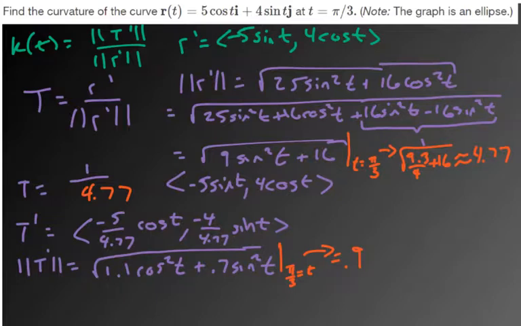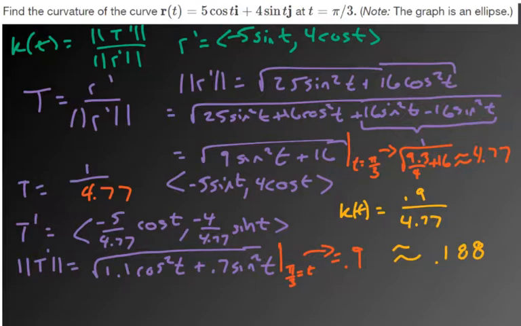So I think we have all the parts we need now. We have k of t equal to the magnitude of T prime, which is like 0.9, over the magnitude of r prime, which is that 4.77 number. If you do that on a calculator, you get about 0.18, something like that. It's a lot of decimals that don't mean a ton, to be totally fair, but the idea of just finding curvature is what I want you to see.